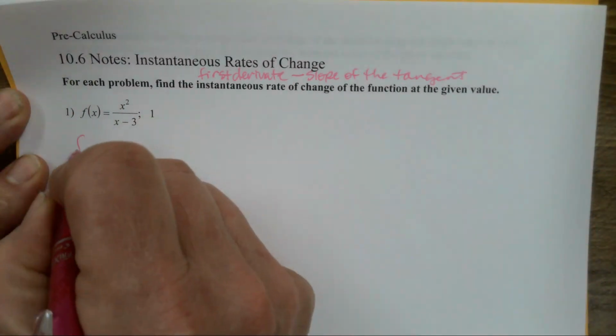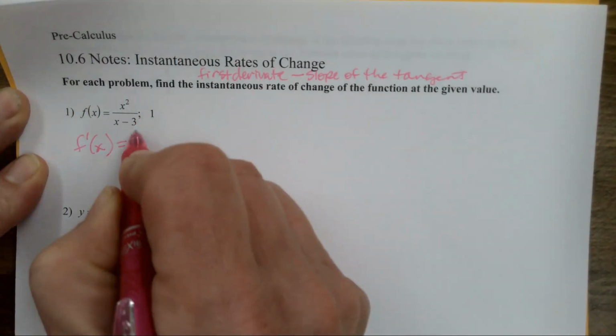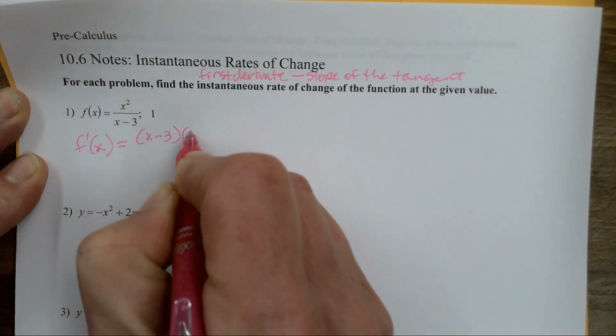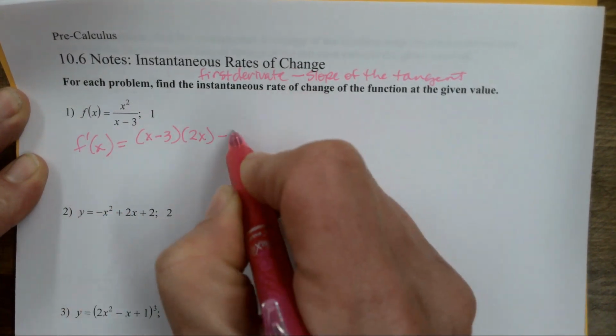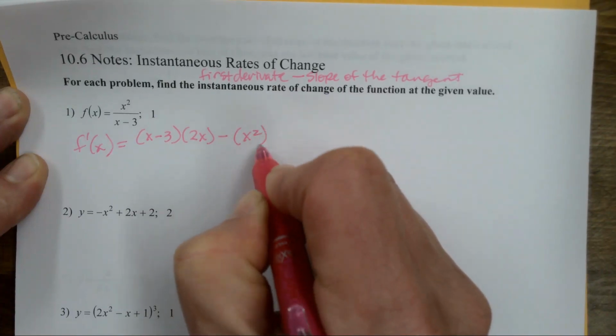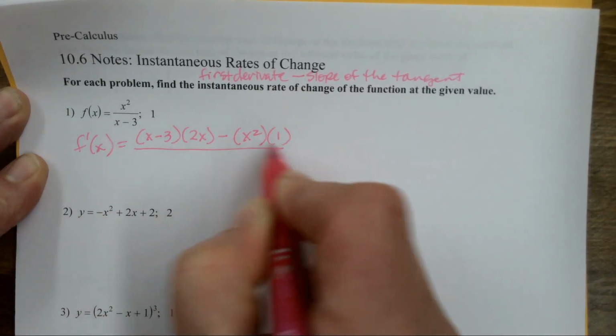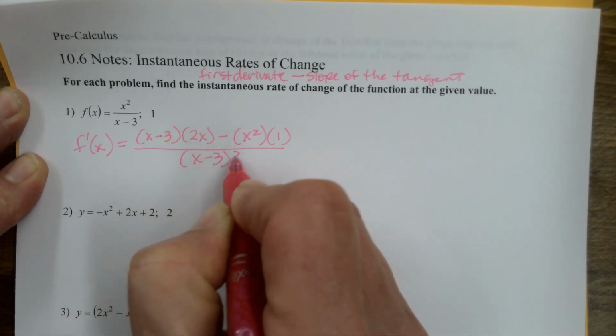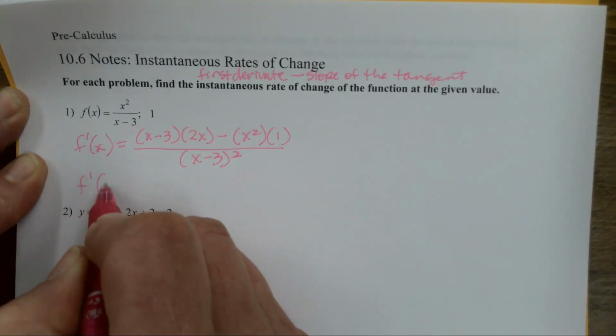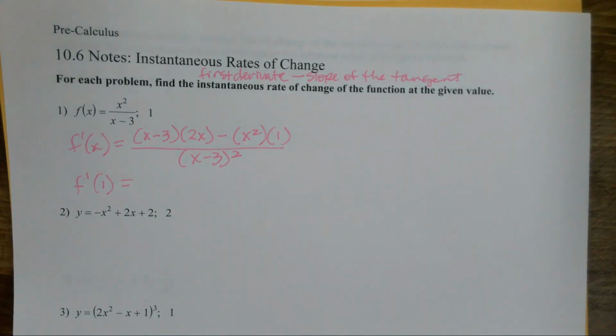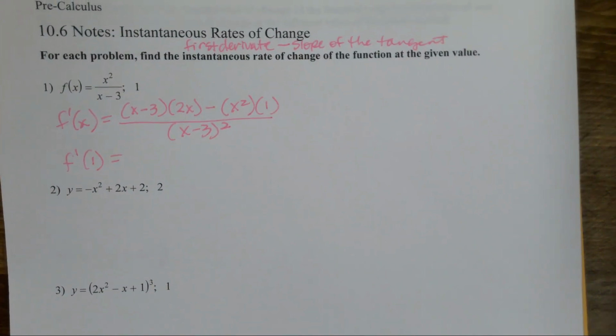So f prime of x here is low d high minus high d low over low low. And then I'm going to evaluate it at 1. So no different from what we've been doing. So I plug in 1 and I start to get some real numbers without variables in.